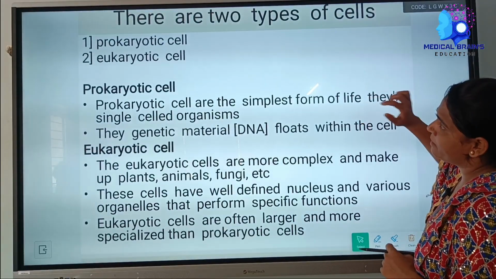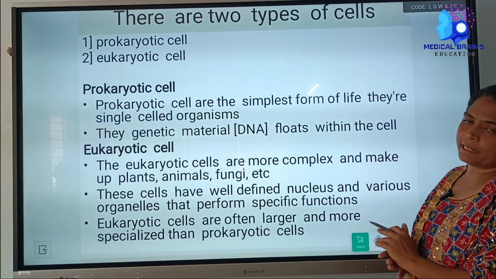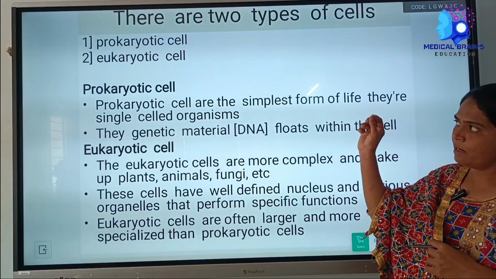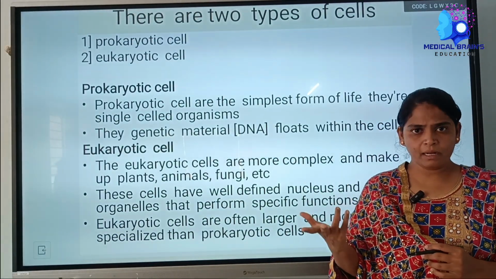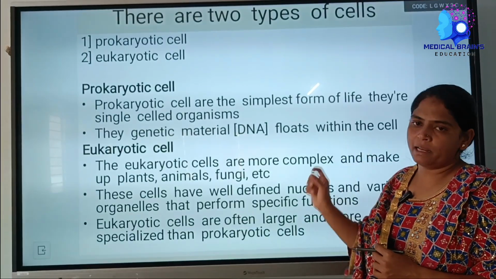In the next slide, which is a very important slide, there are two types of cells. Now, classification or types of cell: prokaryotic cell and eukaryotic cell. There are two types of cells, very important. I repeat it again and again, remember this concept: the prokaryotic cell and the eukaryotic cell.